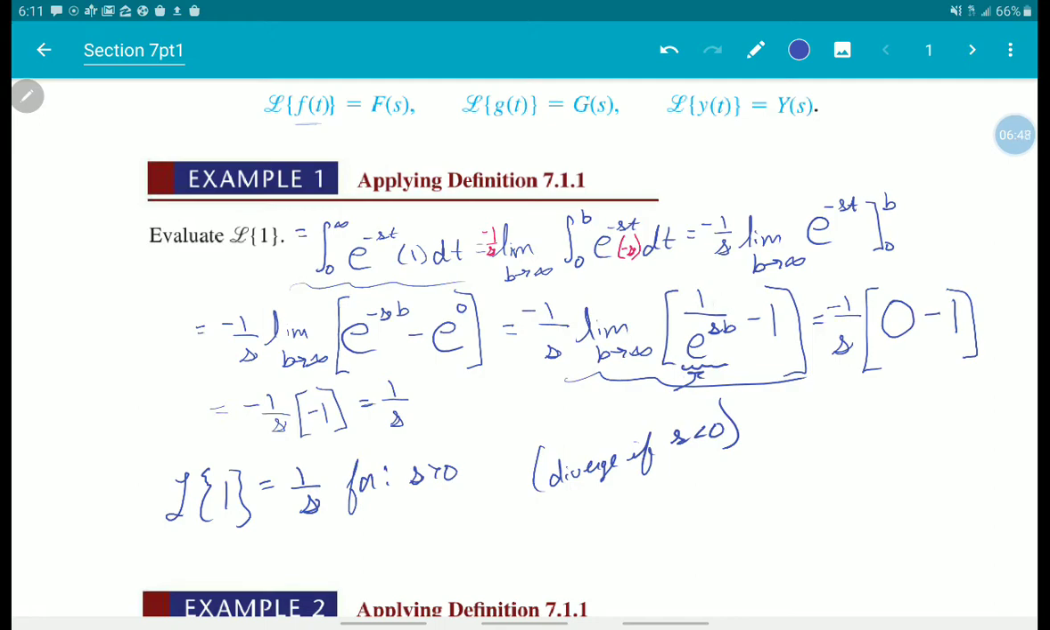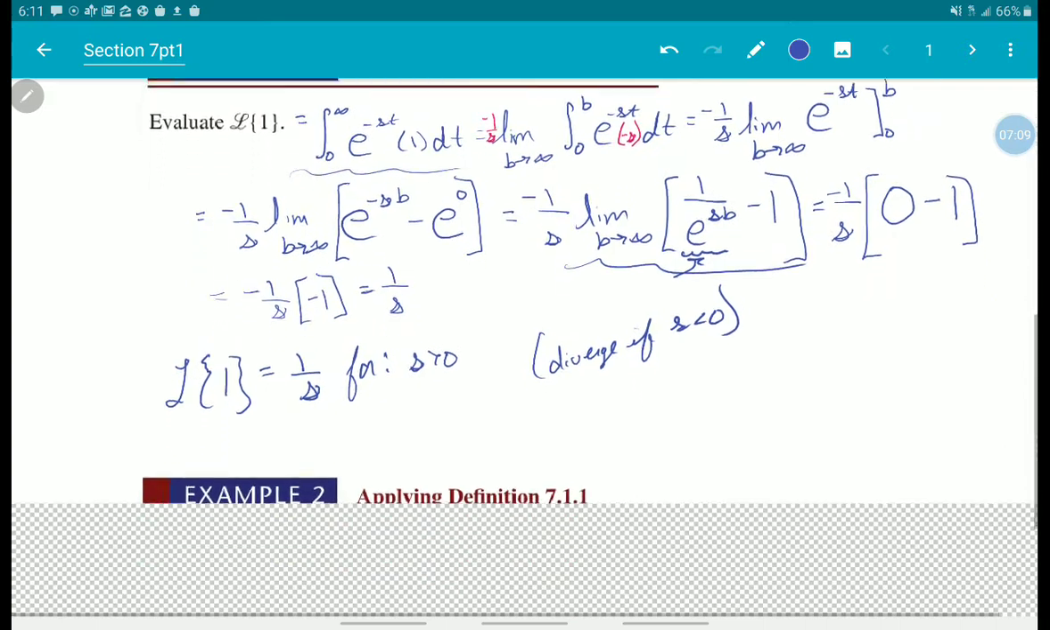So we want to force convergence here, and we want to think about what s would have to be to force this integral to converge. So we're always thinking about that in the back of our minds. So in this case, s would have to be greater than 0 to force that convergence.